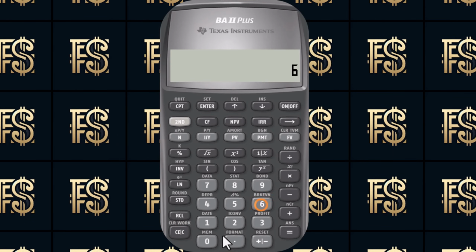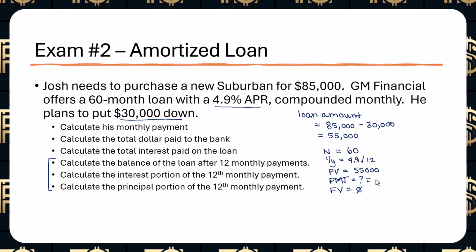Okay, let's plug in 60 for N. We'll type 4.9 and divide it by 12 and hit equals to find the monthly periodic rate. We have $55,000 for the present value. That's the amount that he borrowed. And we have a zero value for the future value. Go ahead and compute the payment. We find that his monthly payment is $1,035.40.